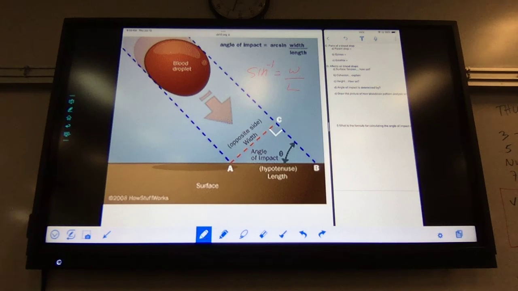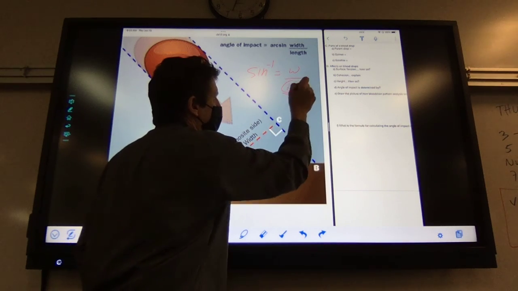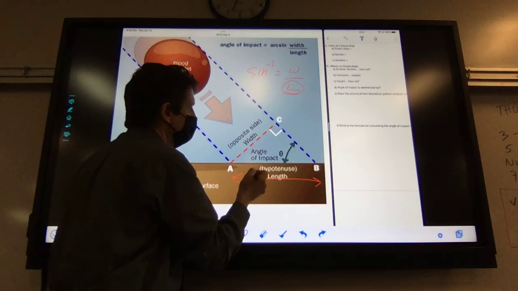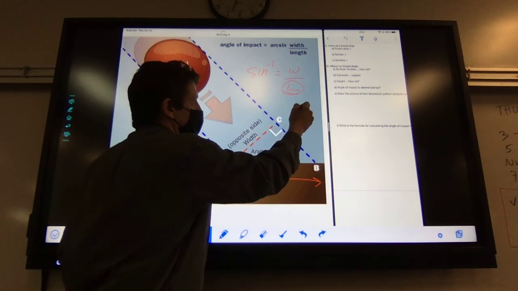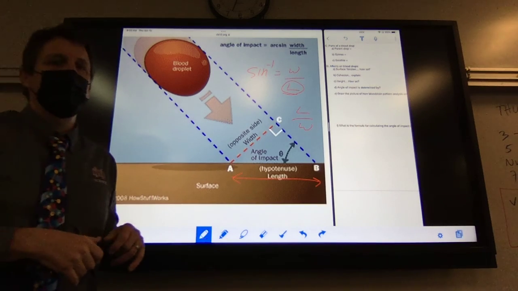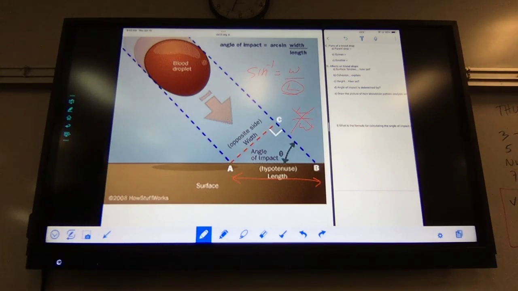If you get an error on your calculator, the first thing you have to look at is that the bottom number has to be the larger number, right? Because that's the longer length. Sometimes students will make the mistake and go length divided by width, and when you try to calculate it, it gives you an error and you're wondering, hey, what's wrong? You're always dividing by the larger number.